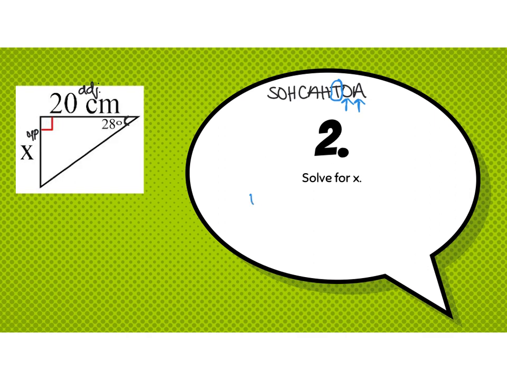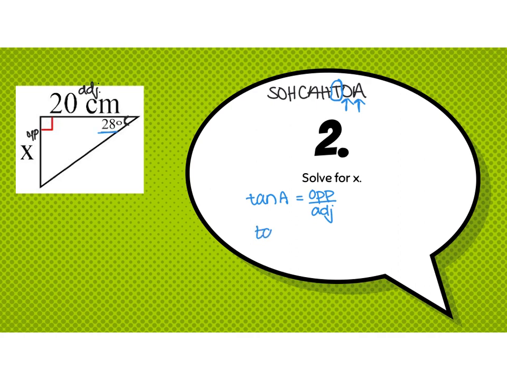So remember that tangent of whatever our angle is, let's call it A, is equal to the opposite over the adjacent. Now, let's substitute in what we have. We have our angle measure, which is 28.